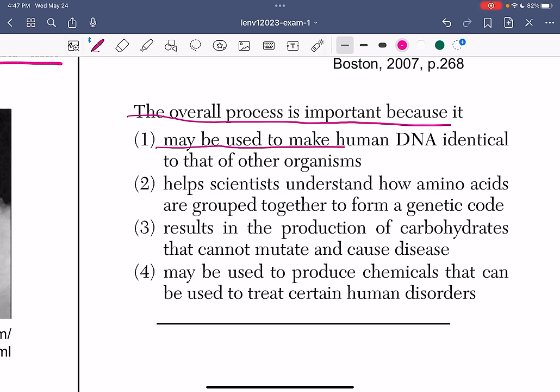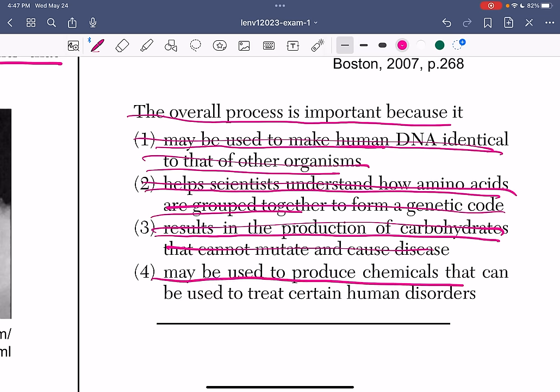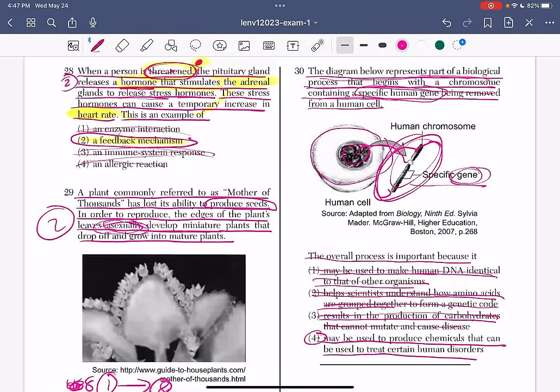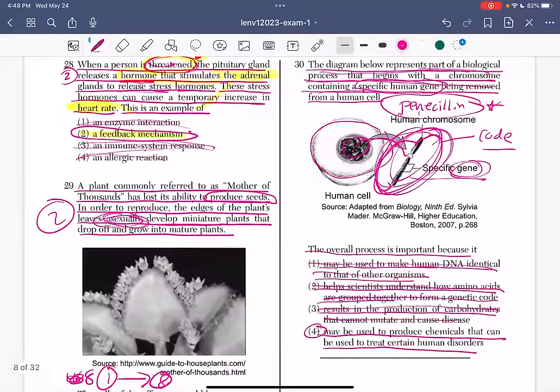Okay. Maybe used to make human DNA identical to that of other organisms? No, it's only taking a section. Help scientists understand how amino acids are grouped together? Nope, this is not a protein. Results in the production of carbohydrates? We don't know that. May be used to produce chemicals that can be used to treat certain human disorders? Yes, because this is a section of DNA, and this could be a code for something. This reminds me very much of penicillin. Research penicillin on how we've discovered it and made it. It's definitely taking a section of the DNA of a particular bacteria to produce penicillin, and penicillin is an antibiotic. So the best choice for number 30 is 4.